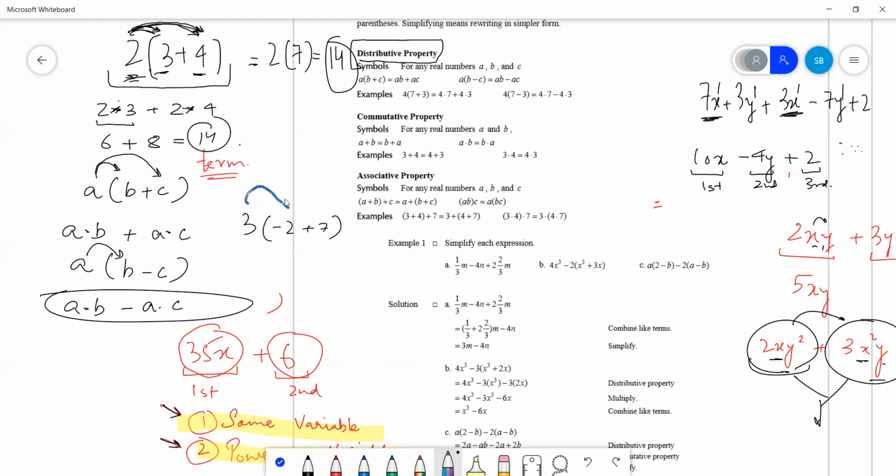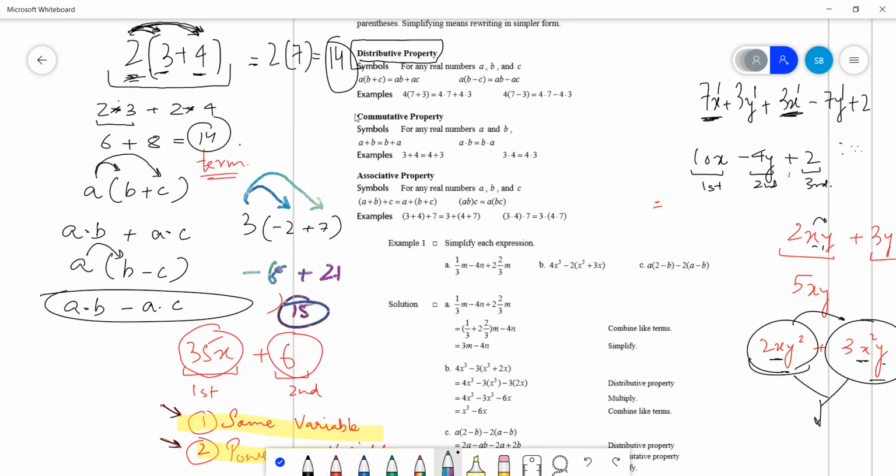So 3 times -2 and 3 times 7. Correct. So 3 times -2 will be -6, and 3 times 7 will be 21. So -6 plus 21, and that'll be 15. Correct.